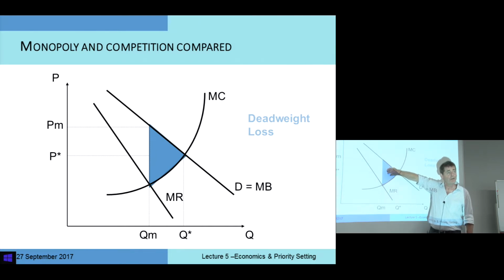Now, it's not gone into anyone's pocket. You know, the government hasn't gained it or something like that. It's gone forever. And we actually call it a deadweight loss. And this is the simple reason why monopoly is seen as a bad idea.